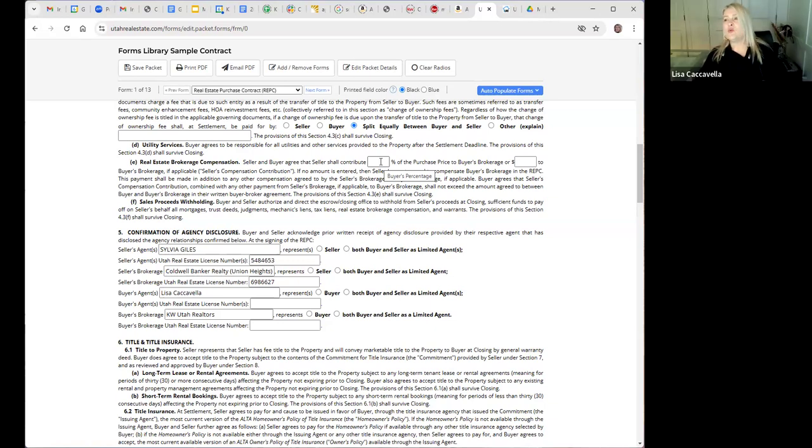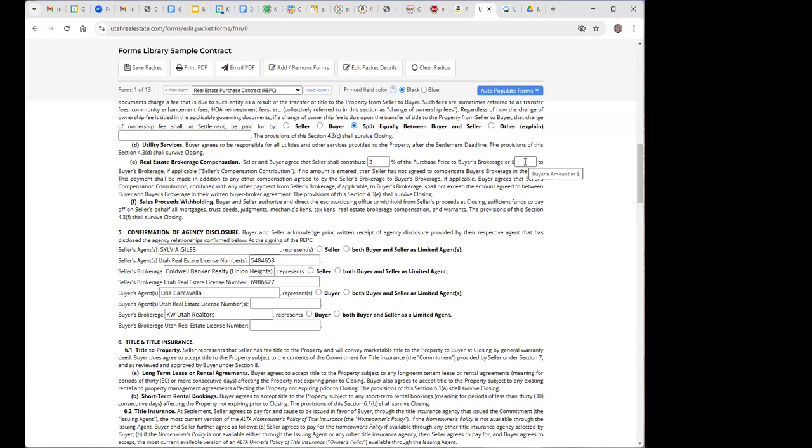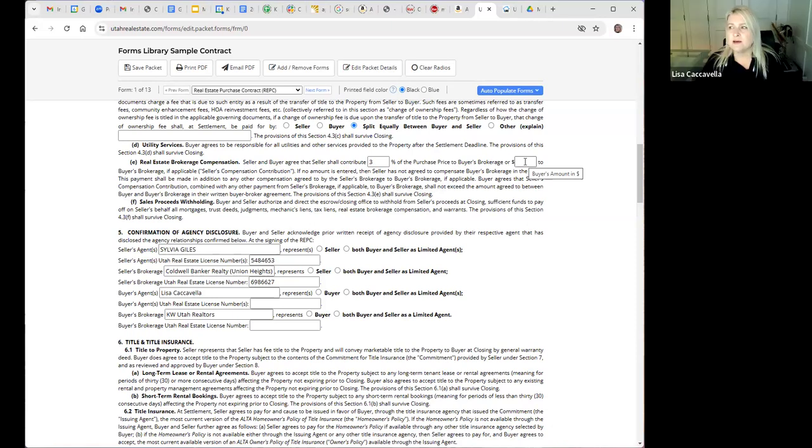Okay, so on here, we're going to put 3%. And so does the seller and the buyer agree that the seller shall contribute the 3% of the purchase price to buyer's brokerage? Or if there's just a dollar amount, sometimes in a listing agreement, say it's a $1 million listing, they don't want to pay tens of thousands of dollars. So they're saying, we agree to pay the buyer's brokerage no more than $25,000, whatever it happens to be. So it's either or.